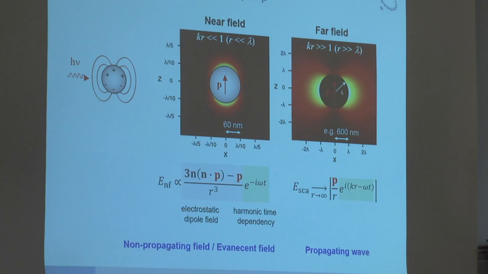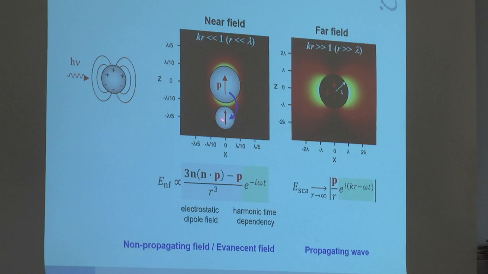Now, what we see is that both the near field and the far field depend on P. If we bring a piece of matter close to this dipole, that could be the sample or a small molecule or whatever, then this point dipole in the sphere induces a polarizability in this tiny object. And this in turn acts back on the dipole. And what happens?